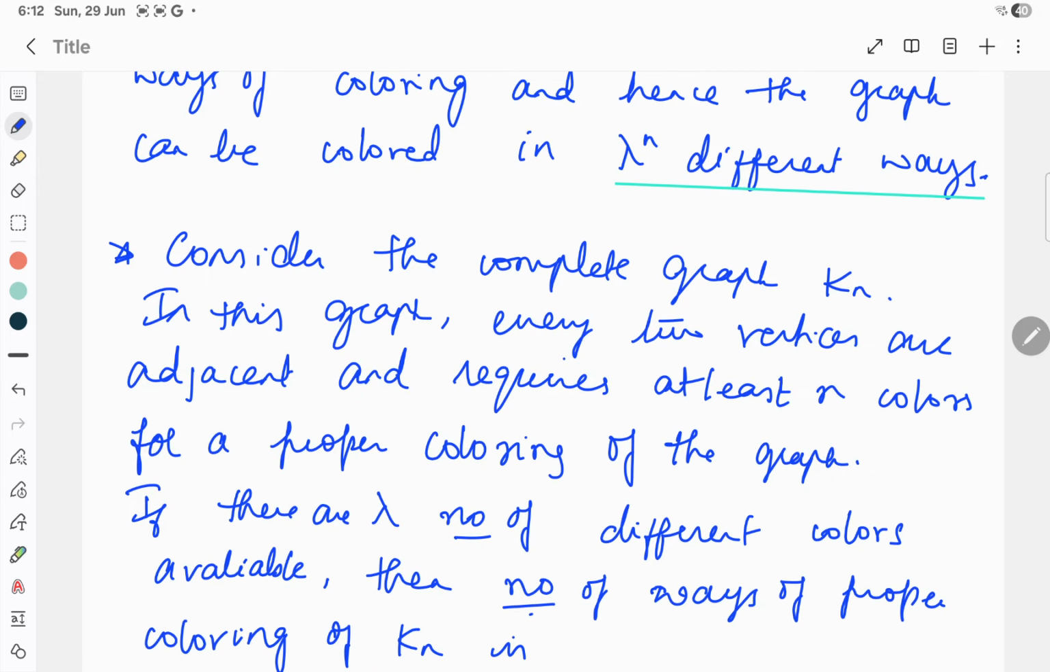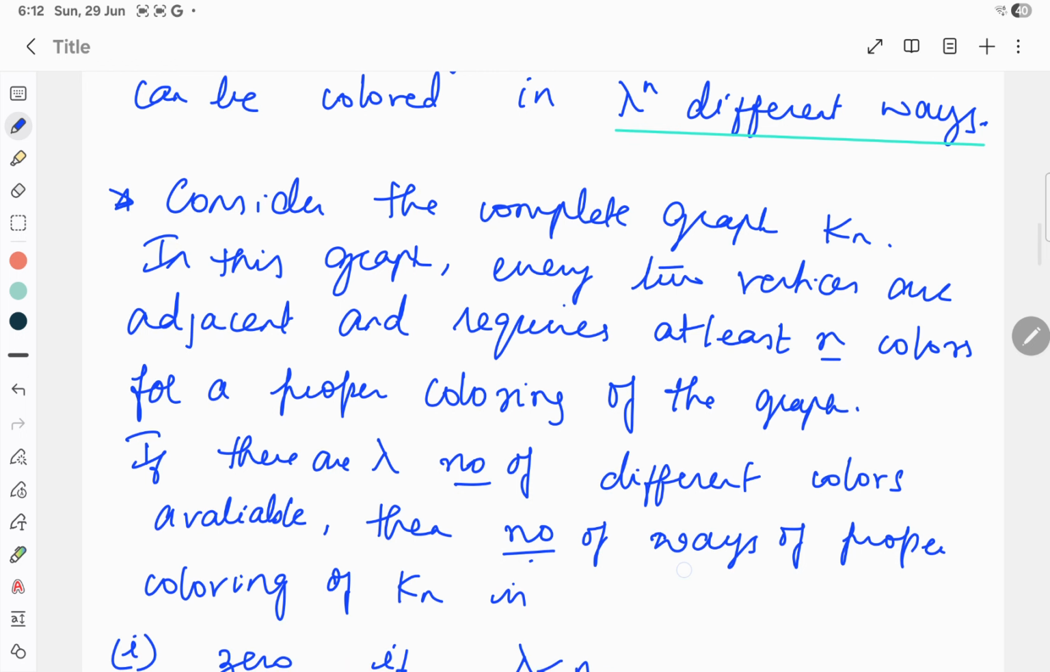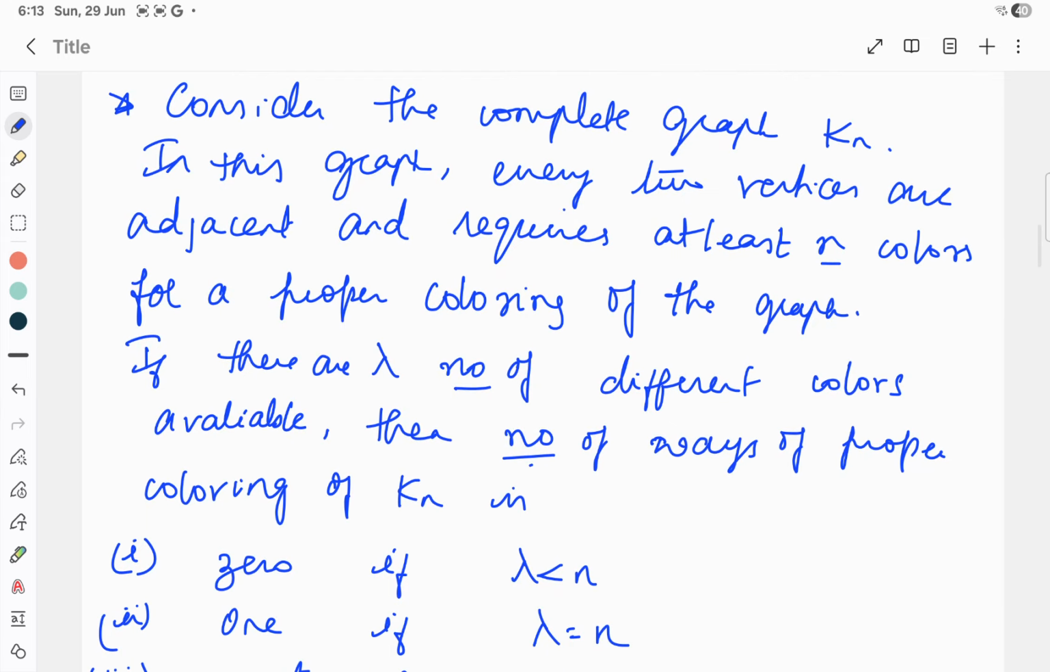In this graph, every two vertices are adjacent and it requires at least n colors for a proper coloring of the graph, right? So we have seen that the chromatic number of Kn is n. Every vertex is adjacent to every other vertex, hence it requires n colors for the proper coloring of the graph. Suppose there are lambda different colors available, then the number of ways of proper coloring of Kn is 0 if lambda is less than n.